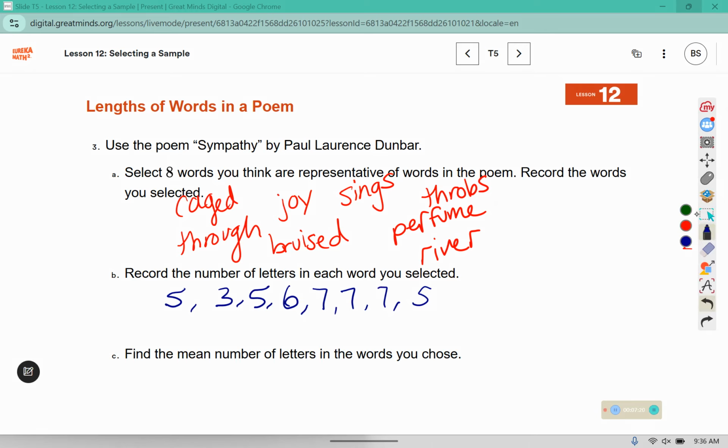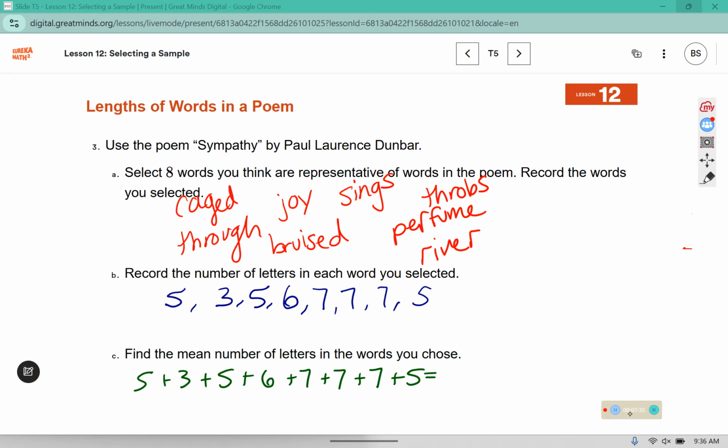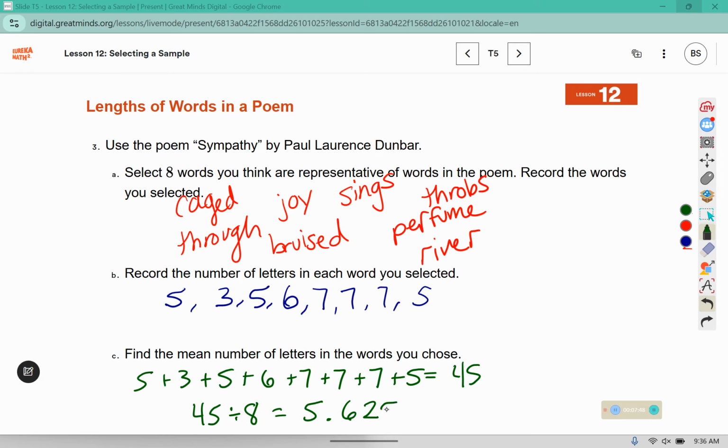Then we need to find the mean. So we're going to add those values together, which is 45. And then we need to divide by 8 because there are 8 values, which is 5.625.